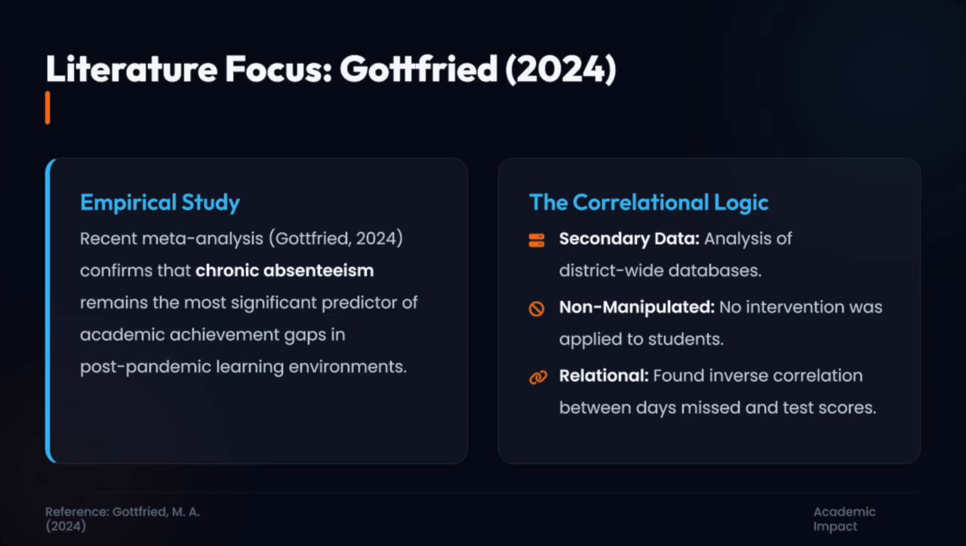A recent study by Gottfried examined the relationship between student absenteeism and academic achievement. The researcher analyzed existing educational data and found that chronic absenteeism was associated with lower academic performance. This study exemplifies correlational research because no variables were manipulated. Instead, naturally occurring attendance and achievement data were examined to identify the patterns and relationships.